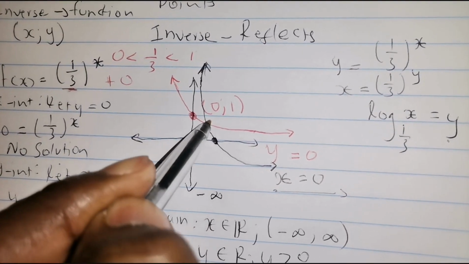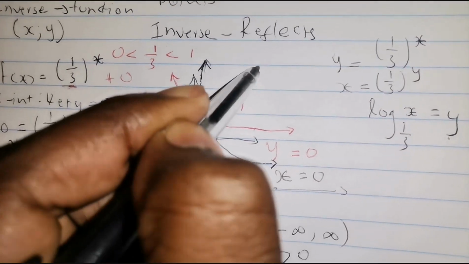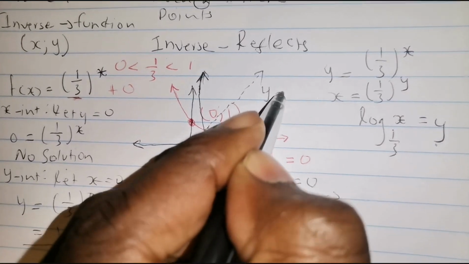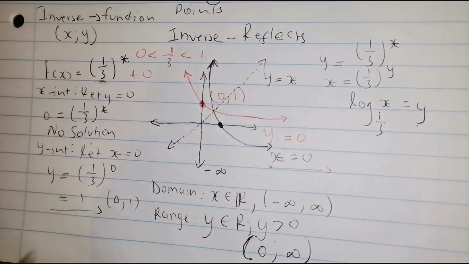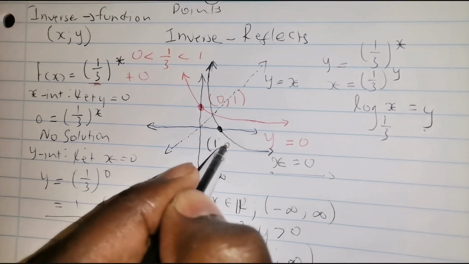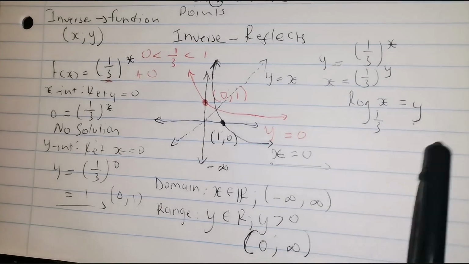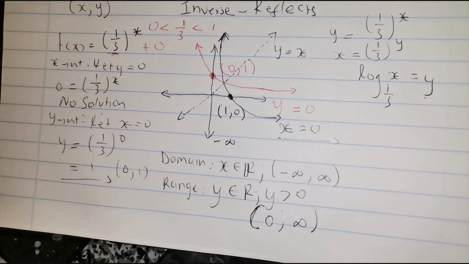Guys, this is how our inverse will look. Then it's going to be y equal to x. Guys, you are done drawing. And the coordinates of this point are going to be 1 and 0. You can use your calculator to find the coordinates for the shape of this function. But you are done, guys.